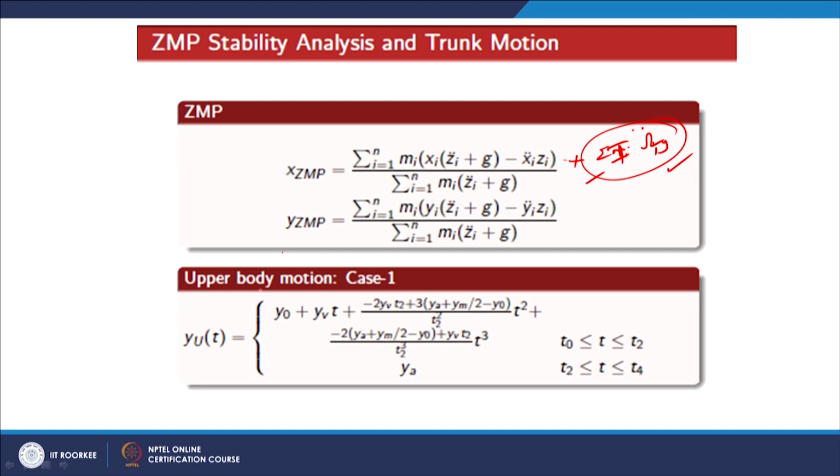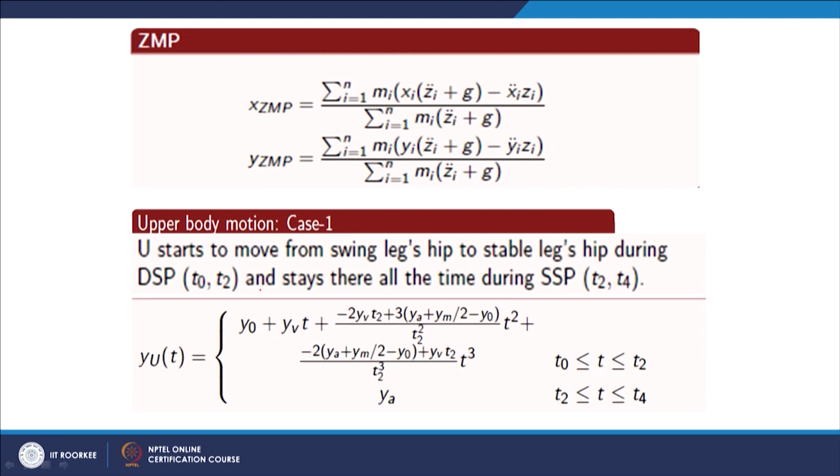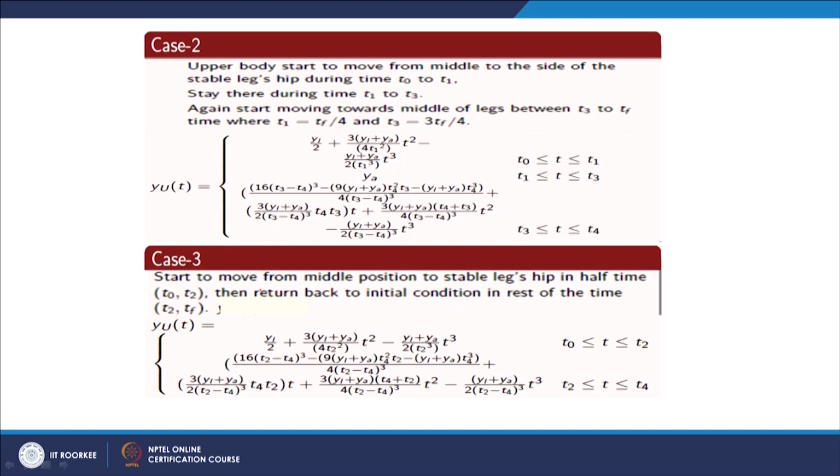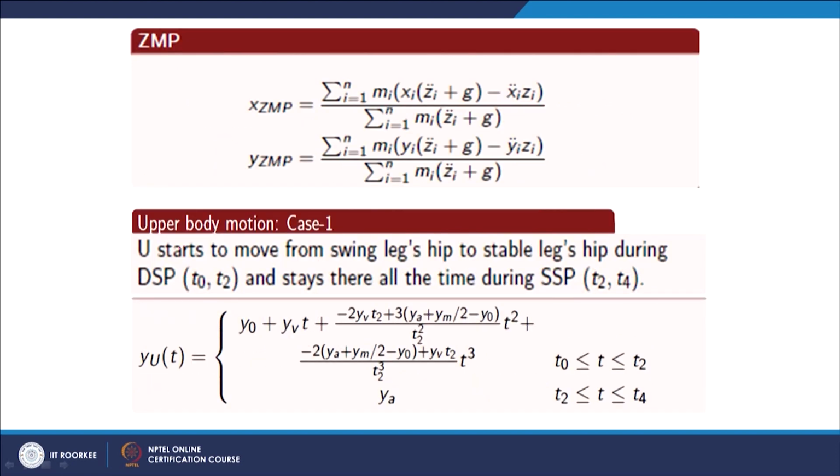So, after calculating the ZMP, we can just consider the same type of cases, 3 cases, that is how the upper body moves here. Here in the first case, the upper body from T0 to T2 starts from the swing leg to the stable leg side and it stays there all the time. During the time T2 to T4, it is always above the stable leg. Only the motion is from T0 to T2.